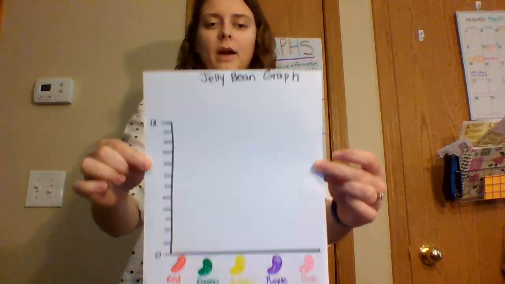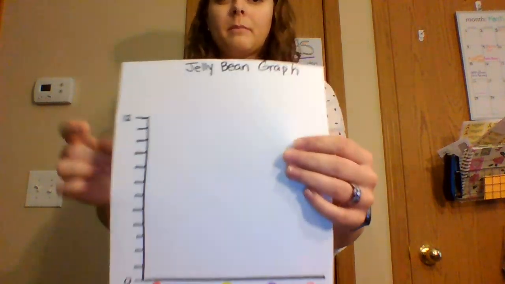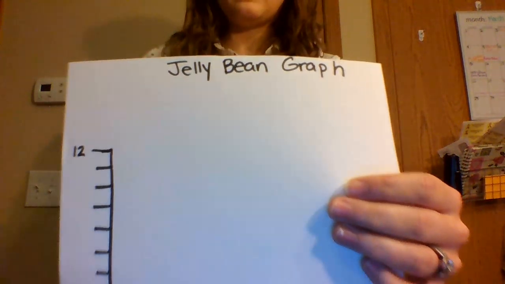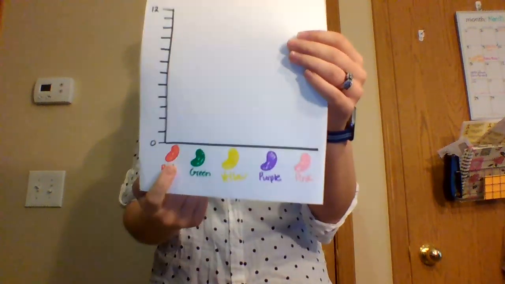So go ahead and pause the video right here. Get your paper looking like mine. Remember, yours is not going to be jelly beans. It's going to be something different. And then give your paper some labels. And when you're ready, you can start the video back up again.